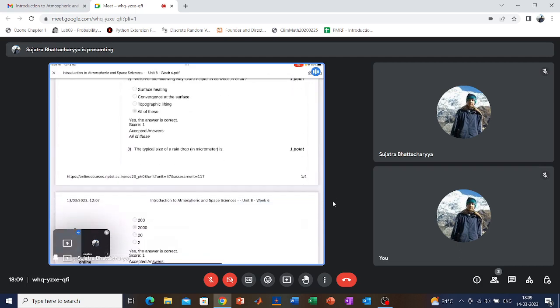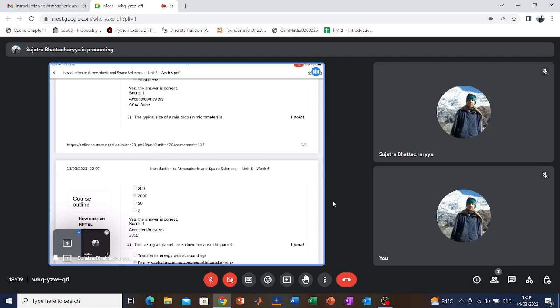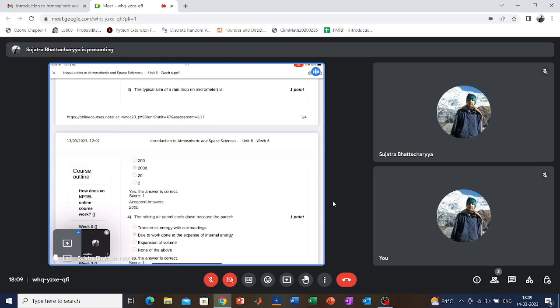This also I have mentioned in the previous session. The typical size of a raindrop is about 2000 micrometer. 20 to 100 micrometer is typically cloud droplet size, and 2 micron and below, these are cloud condensation nuclei sizes. So 2000 micrometer is the correct option.